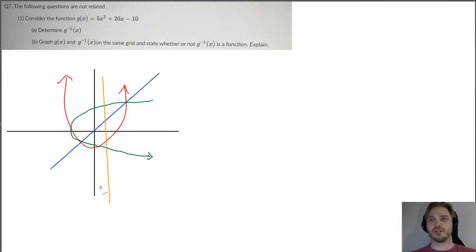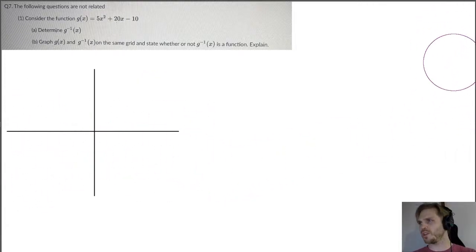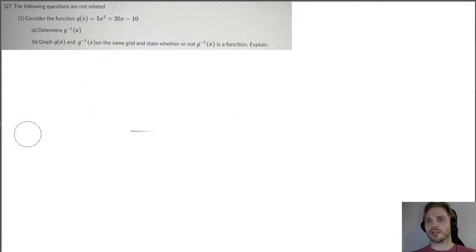You can see right here, that's a great vertical line, right? We can see right here that we've got these two points, this point here and here. So I already know, before I even start trying to solve this, that this is not a function. That's something I want you to keep in mind. But we still got to do this, so let's go ahead and try it.